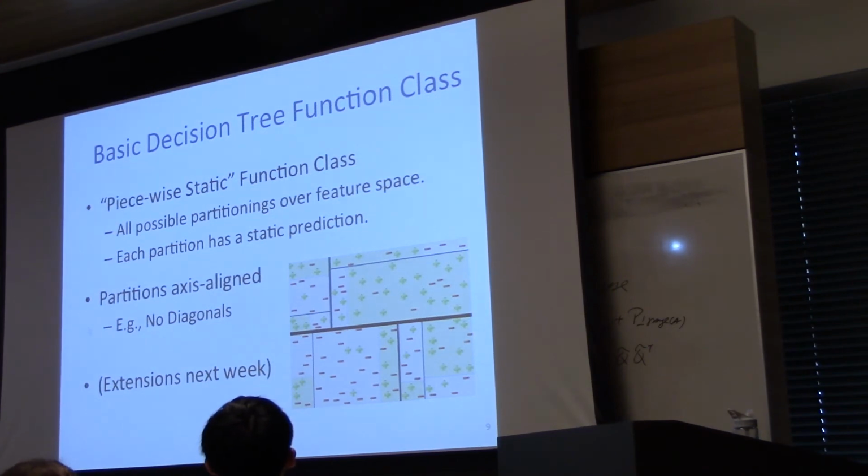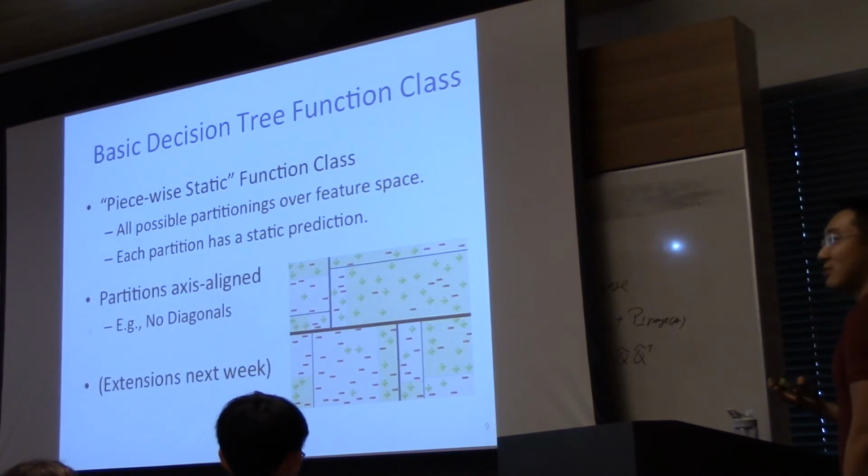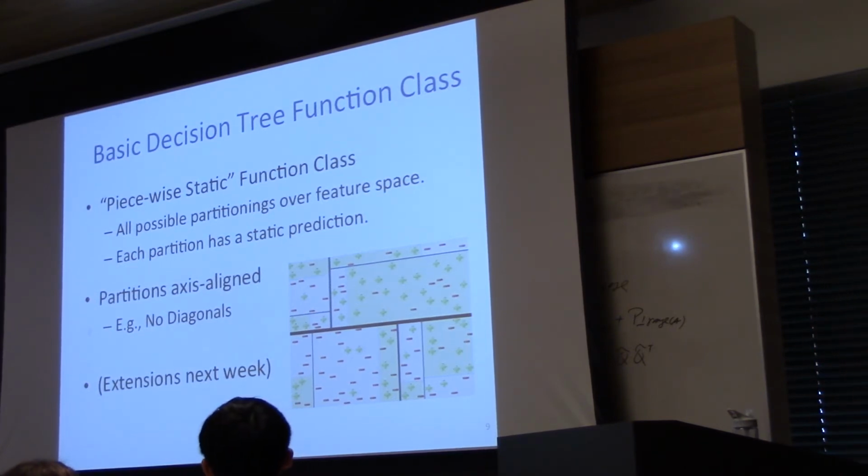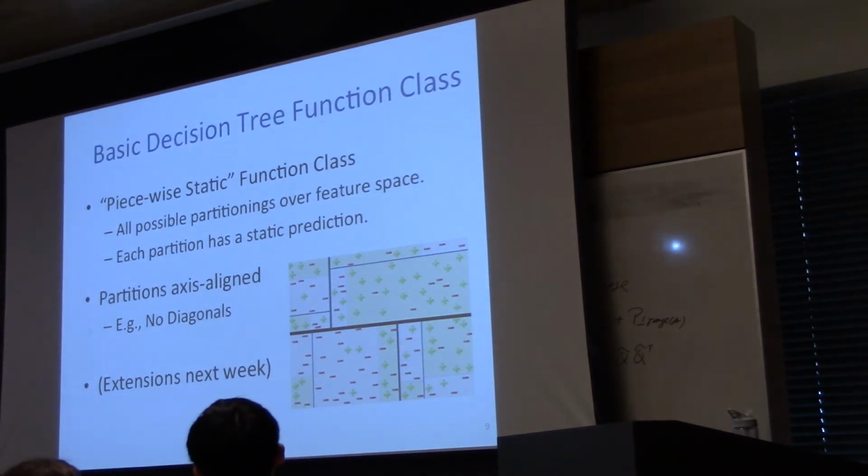So, what is the decision tree function class? Throughout this course, we've been talking about choosing model classes. Up until now, we've primarily talked about linear model classes, which are linear scoring functions, maybe with a sign term if you're doing classification. You can think of decision trees as specifying a piecewise constant, or piecewise static, function class. All possible partitionings over a feature space, and each partition has a static prediction. So the decision tree function class is all possible piecewise static, or piecewise constant, functions.